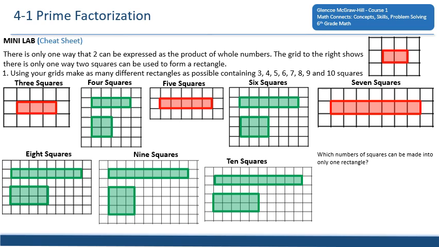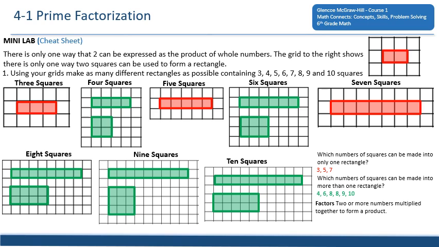And which numbers of squares can be made into only one rectangle? 3, 5, and 7. Which numbers of squares can be made into more than one rectangle? 4, 6, 8, 9, and 10. Factors: 2 or more numbers multiplied together to form a product. So we know that. What are the factors for each set of squares?